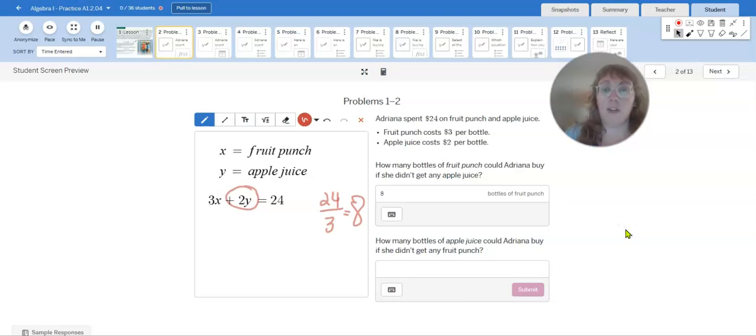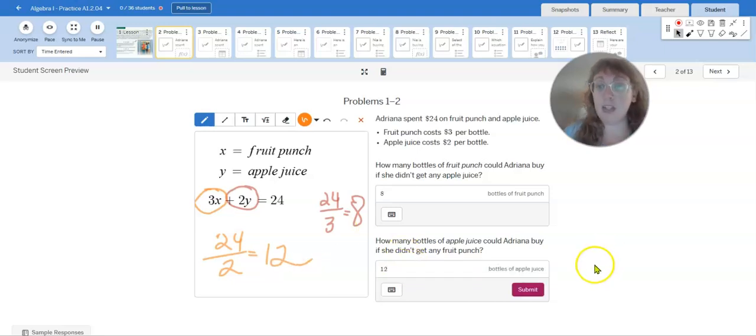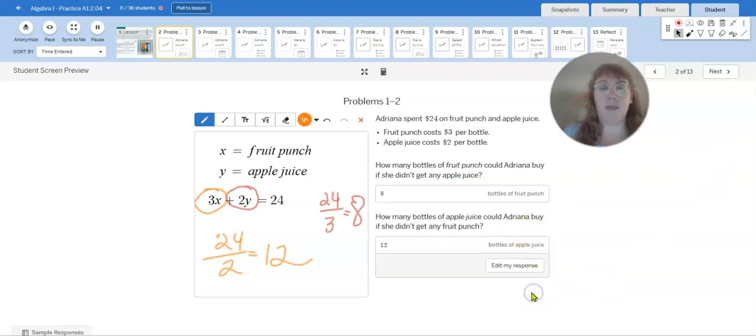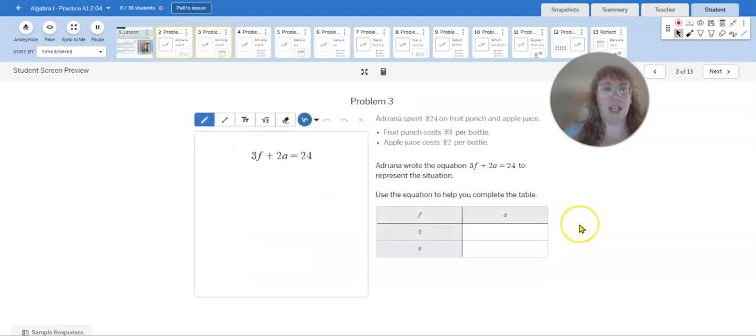8 times 3 is 24. How many bottles of apple juice could we get? That would mean that our fruit punch was 0. So just our apple juice, 2y equals 24. If we take 24 and divide it by 2, we get 12. So if all that she's buying is apple juice, we can get 12 apple juice. When you're all set, hit submit and push to the next slide.